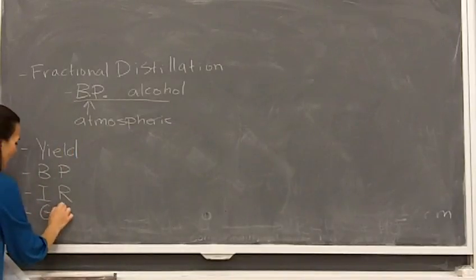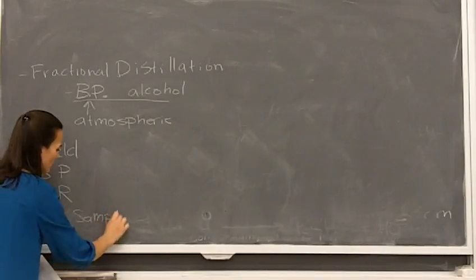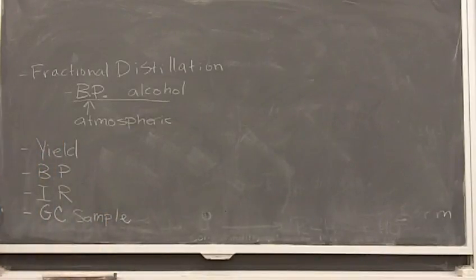And then in lab next week, we will make a GC sample, and you'll be getting GC data for your alcohol as well. Okay? And so next week, besides experiment 11, the dehydration experiment, I'll also be talking about GC, gas chromatography. That's what's in experiment 10, the gas chromatography.